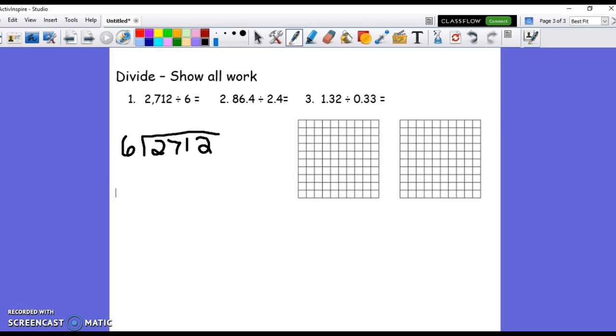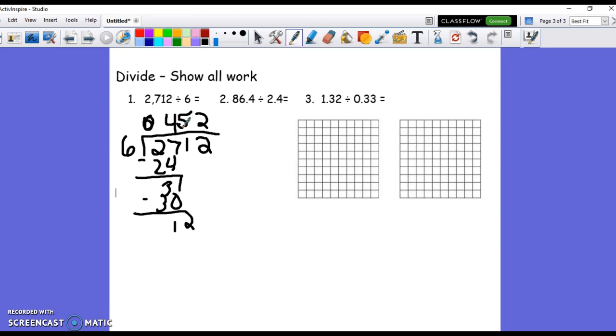6 does not go into 2. 6 goes into 27 4 times. 0. Subtract, bring down the next number. 6 goes into 31 5 times. Bring down the next number. 6 goes into 12 2 times. So the answer is 452.